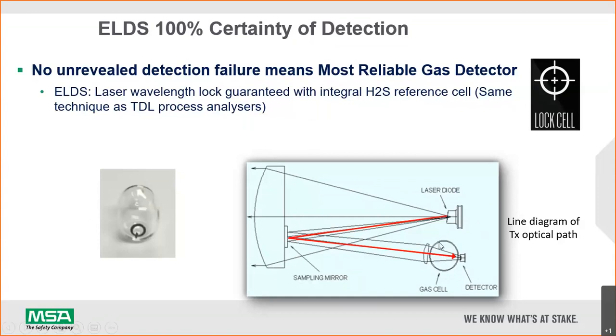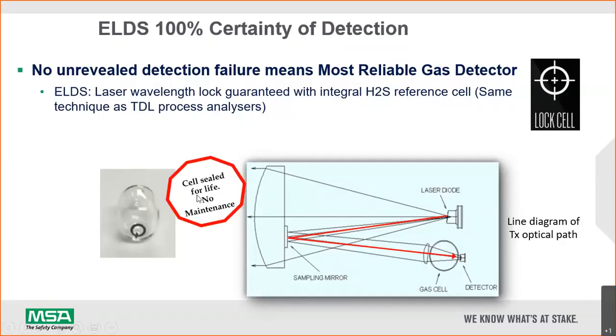And this gassing cell we also call SIMU gas. I'll explain that in the next slide. So laser lock helps you ensure that it always detects H2S all the time. If there is a leak, it will detect. So this is 100% certainty of detection if there is any H2S gas leak.